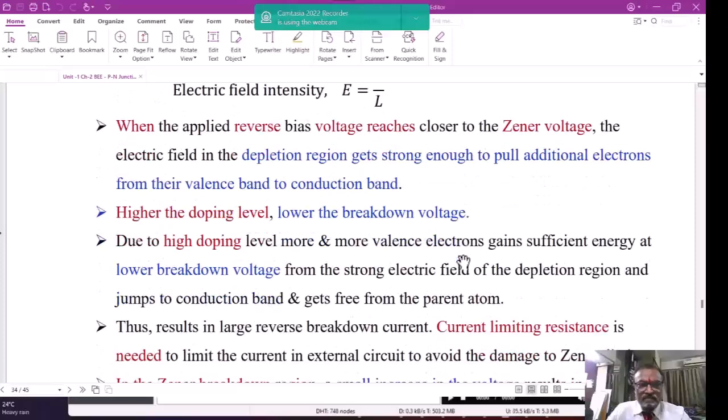When the applied reverse bias reaches closer to the Zener voltage, the electrical field becomes sufficient to snatch out the additional electrons from the valence band of the immobile ions in the depletion region. And therefore, a large number of charge carriers are available for conduction. And therefore, suddenly the reverse current starts flowing in a large amount when the voltage crosses the Zener voltage.